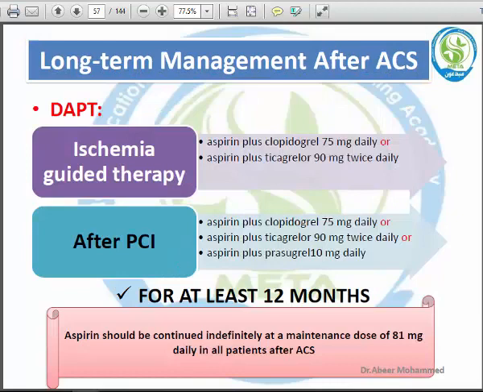Regarding DAPT, in case of ischemia guided therapy, aspirin plus clopidogrel or aspirin plus ticagrelor twice daily, at least for 12 months. This is so important. After a PCI, we can use aspirin plus clopidogrel, ticagrelor, or prasugrel. After 1 year, we stop the P2Y12 inhibitor and continue aspirin indefinitely for life, with the preferred dose of 81 milligram daily.